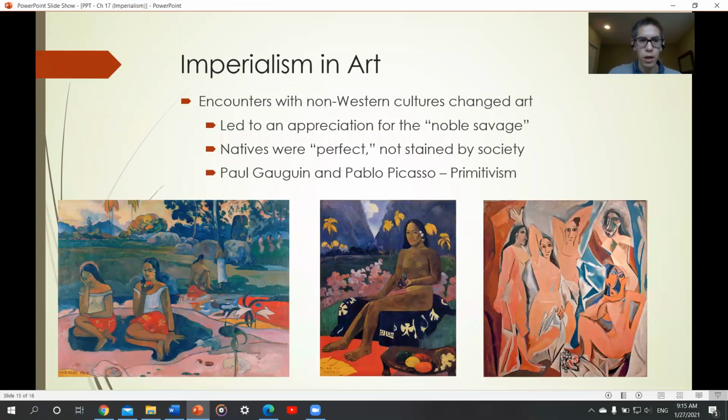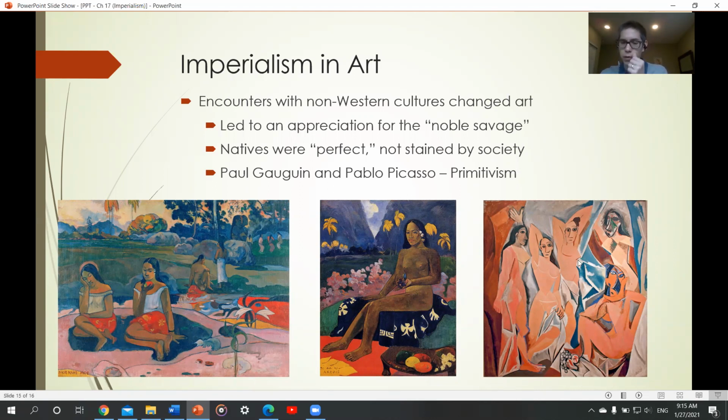All right, very briefly looking at art. These encounters with kind of non-Western, non-white cultures begin to change art. And it leads to a new appreciation for something called the noble savage, quote unquote. Natives were seen as pure, as perfect, as not tainted or scarred or contaminated by modern society. And so oftentimes when you look at depictions of native peoples, of Africans or Indians or whatnot in art, they're oftentimes naked. And they're oftentimes depicted in kind of a primitive, almost tribal way.